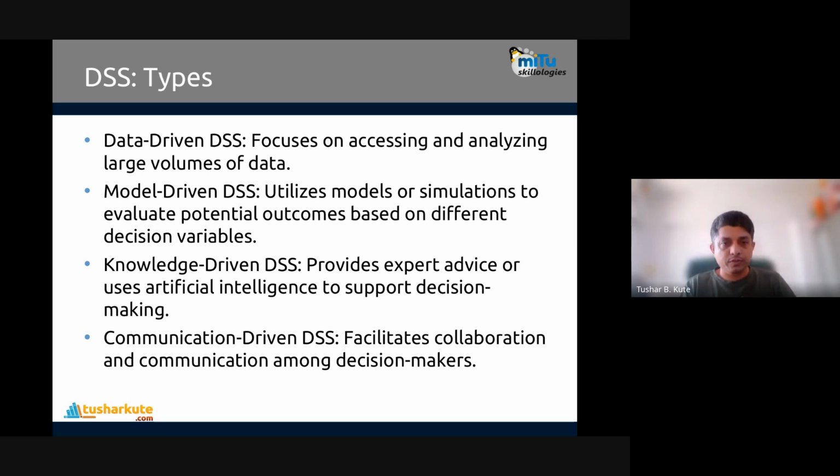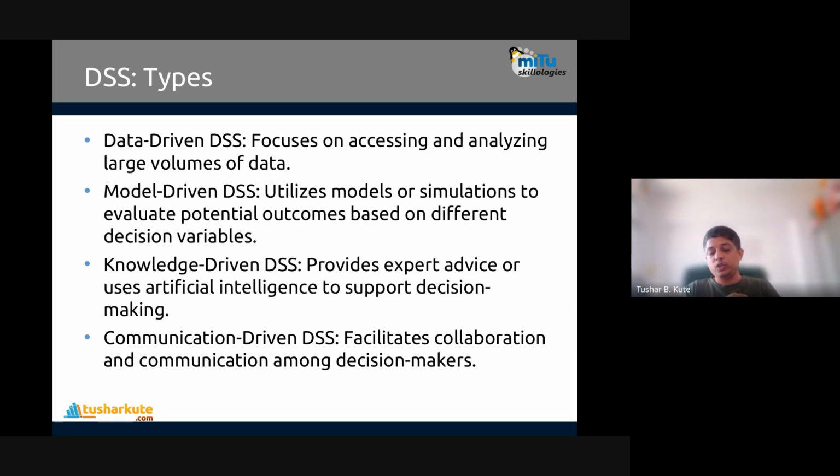Second is model driven. A model means an algorithm which finds some novel insights, and accordingly predictions are made. So it utilizes models or simulations to evaluate potential outcomes based on different decision variables. So we have a model. Decision variables means input data which are given as input to models, and based on that, how decisions are changing, how effective they are, how they are impacting. That is identified.